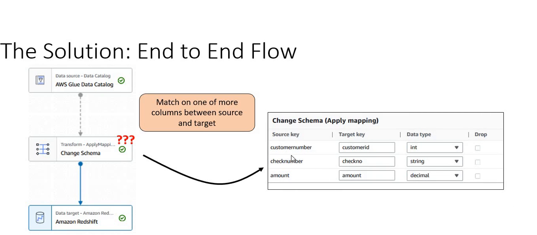And for matching, it's pretty straightforward. All you have to say, for instance, suppose my target has customer ID, check number, and amount, while my source has customer number, check number, and amount like this. Then all you have to do is simply change the name of my source key to match the target key name and target data type. Once you do that, you can simply use this configuration driven approach to perform the merge operation based on matching keys, matching columns.